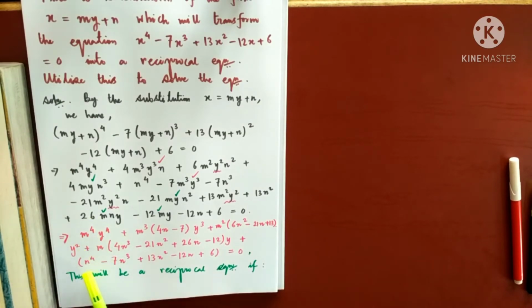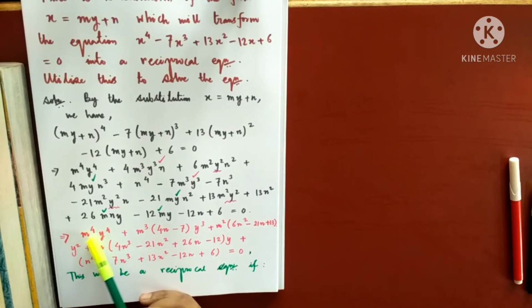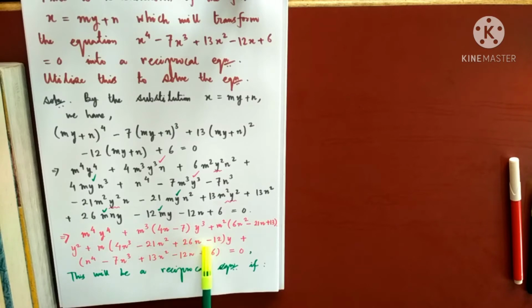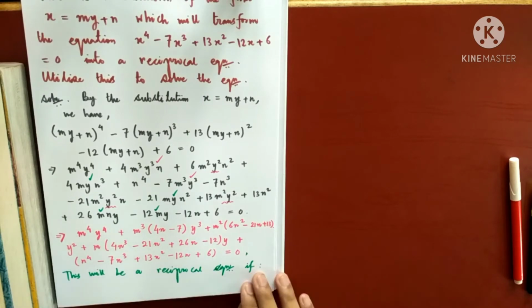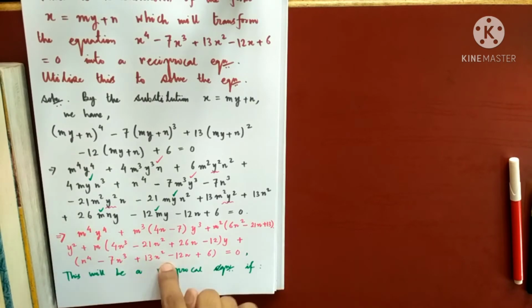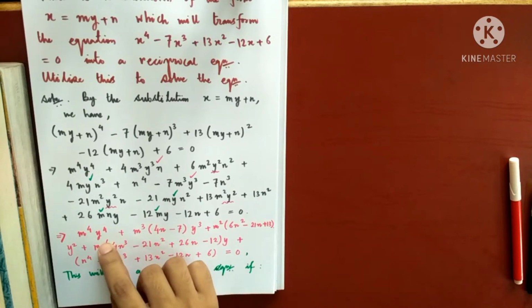So the first coefficient must be same as the last coefficient. So m to the power 4 should be same as this. The second coefficient must be same as the second last coefficient. So this will be equal to this, and this will be same as this, so no need to write. So I am getting two conditions under which this will be a reciprocal equation. So let me write these coefficients and let's equate them. You can cancel one m and let's see what happens.